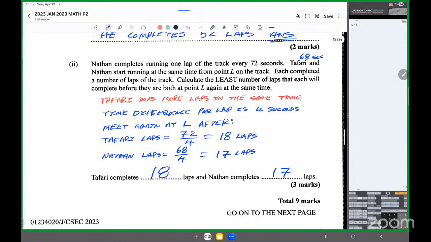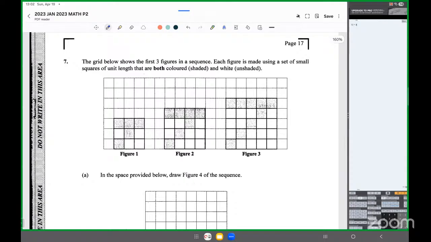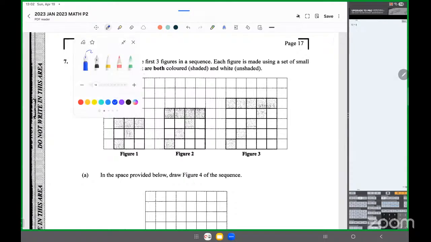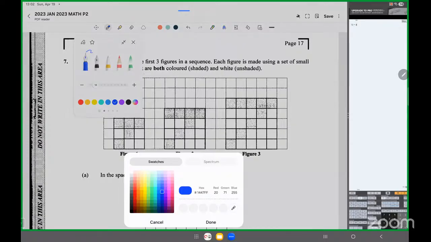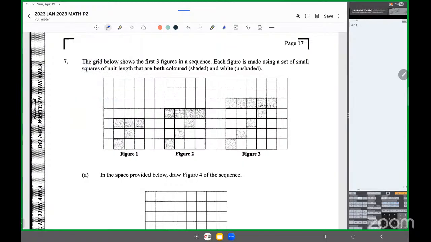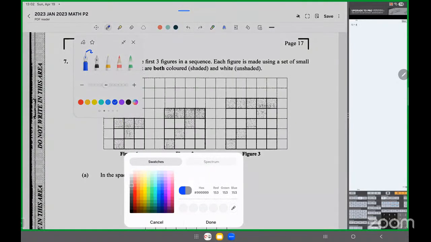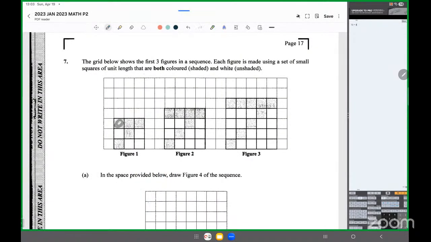All right. Next question. Number 7. Pattern question. So these things are to be shaded. It's like a 7, like a keyboard 7. You see it?